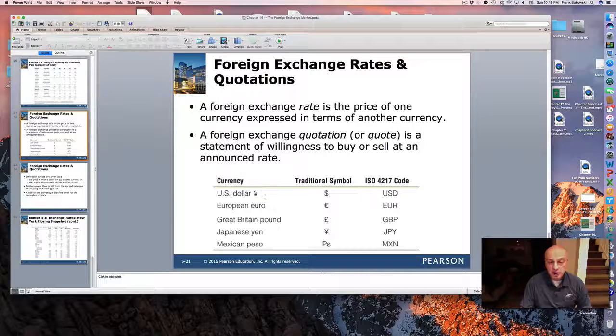So some of the more common currencies are, again, the US dollar, the symbol everyone knows as the dollar sign, and that code is the US dollars. The euro has the E with the two little funky marks in the middle, and we denote that as EUR. Great British Pound has the pound symbol, and GBP stands for Great British Pound. Japanese yen, and then the Mexican peso are other common abbreviations that we see out there.